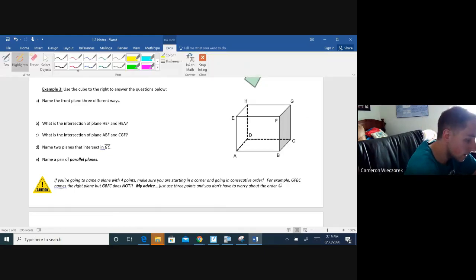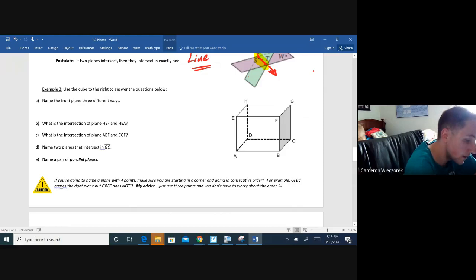So naming, let's say we want to name that front plane in 3 different ways. So here's the plane they're talking about, the one in the front. If I want to name that plane, I see different letters that are on it. I can use 3 of them. Remember, 3 capital letters that don't all lie on the same line. So why don't I name it EFA? Those letters show up on the plane. Or I could use EBA. B is also on that plane. Or I could call it BAE. Any of those work. And there's more options too.